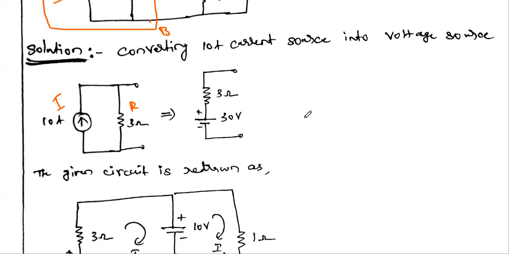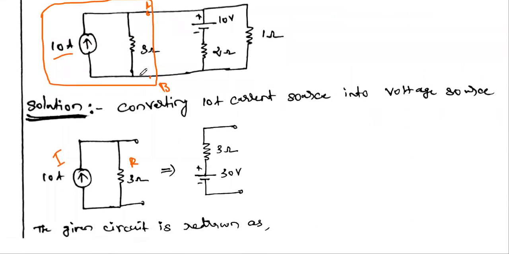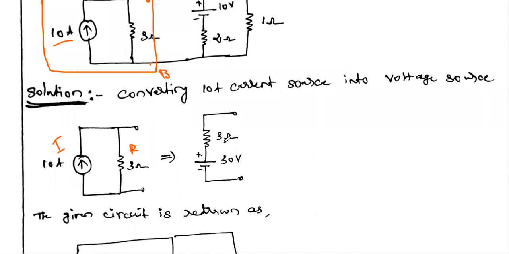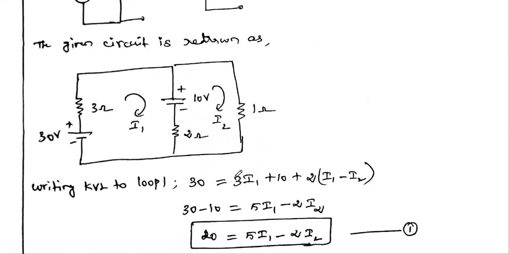Okay, so this source transformation you already know. So what is the value of this voltage source? It is the product of I into R. So 10 into 3, 30 volt in series with the same resistance 3 ohms. Okay, so you just convert this loop into one single branch. Then now you replace this 10 amps current source parallel with this 3 ohm resistor into this 30 volt battery voltage source in series with the 3 ohm resistor. Okay, so now our given diagram is converted into like this.